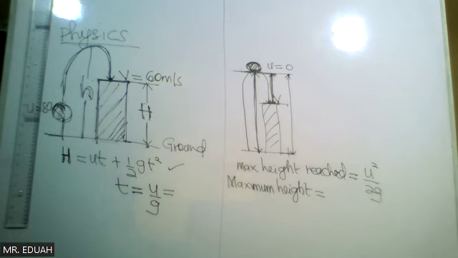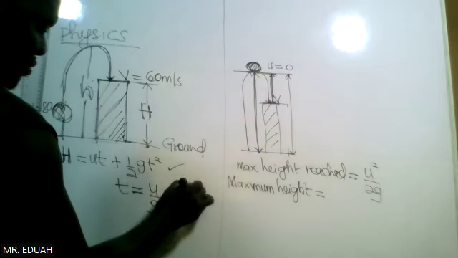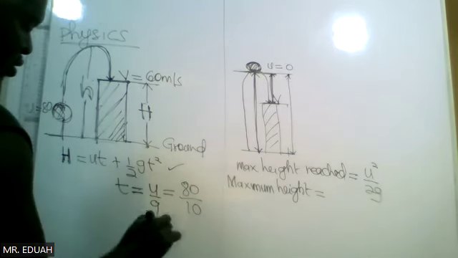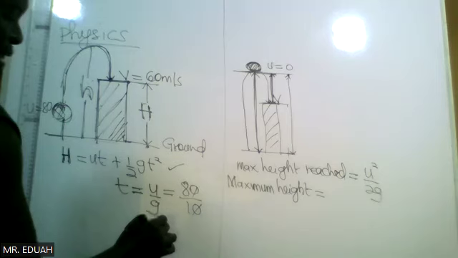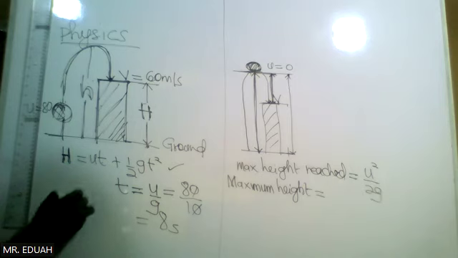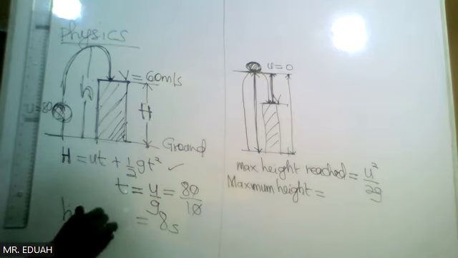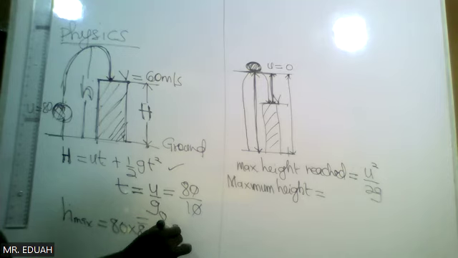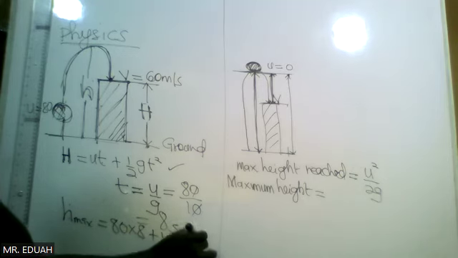What is the initial velocity given to the body? 80. So 80 over 10. So the time taken to reach the maximum height is 8 seconds. So once you have this T, let's put it in. The maximum height, H max is equal to 80 times 8 plus half times 10 times 8 squared.